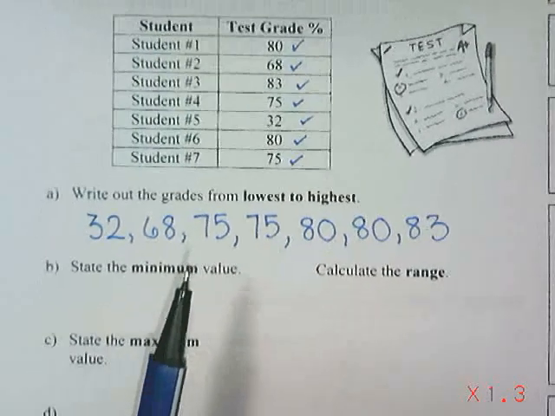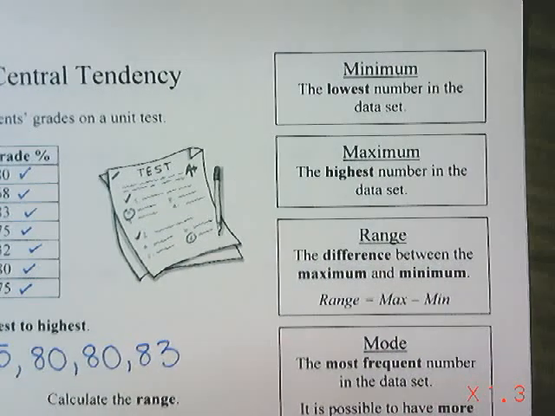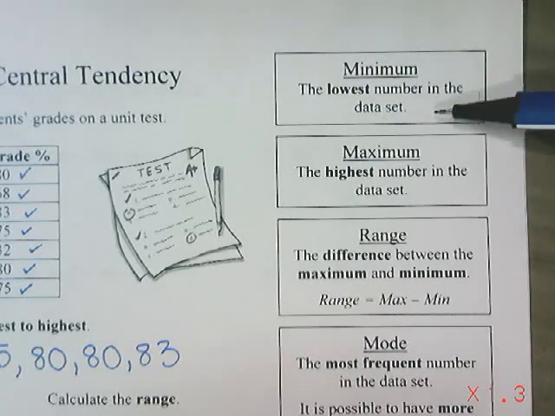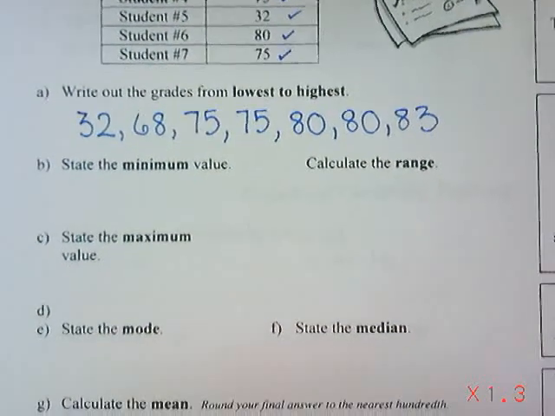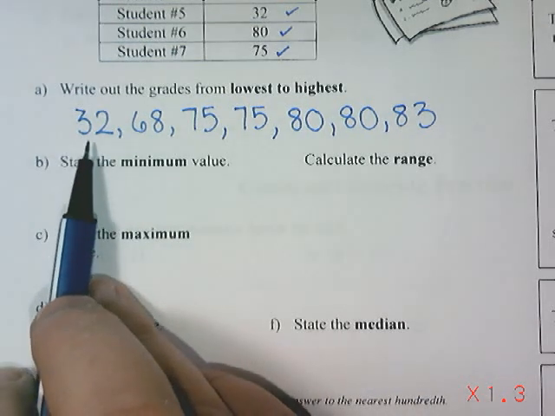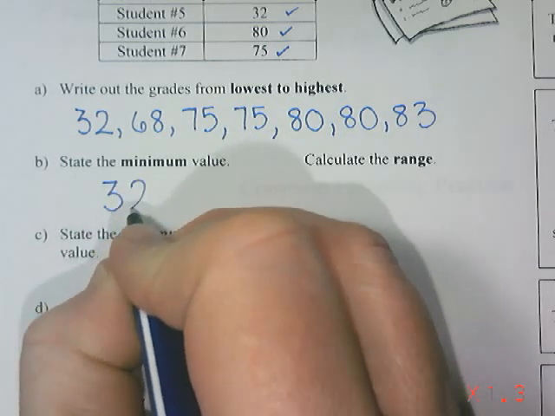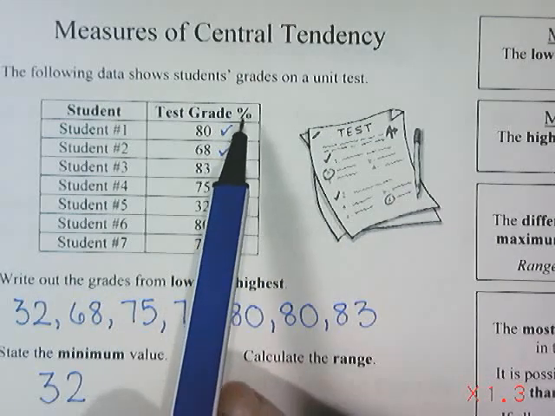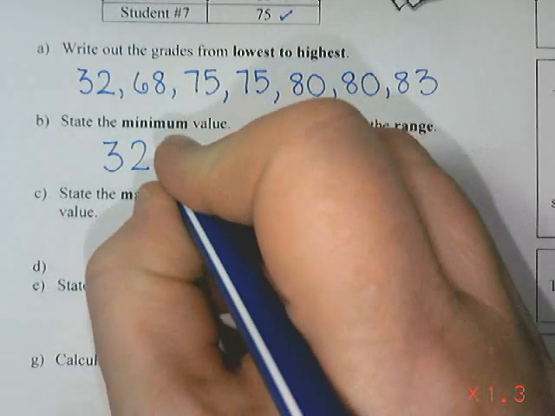So the first part says, state the minimum value. And over on the side, we have a little glossary to help us out. It says the minimum is the lowest number in a data set, so the smallest number. So if I'm looking at my list of numbers, which I've already written from lowest to highest, I can see that the smallest number is 32. So my minimum value is 32. Now it's not just 32, it's a test grade as a percent. So it's actually 32%. So I'm going to put a percent sign on there.